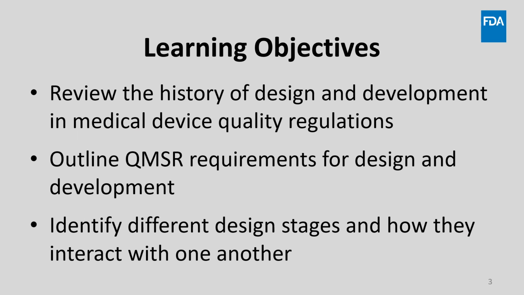In this module, we're going to cover the requirements for design and development in the Quality Management System Regulation, or QMSR. First, we will look at the history of medical device design and development. Then I will outline the regulatory requirements and provide a hypothetical example of how this could look. In addition to looking at the requirements, I will identify and describe how the different stages of design and development interact with one another.